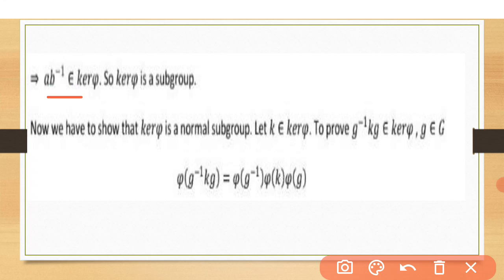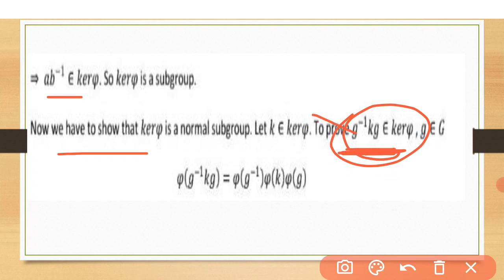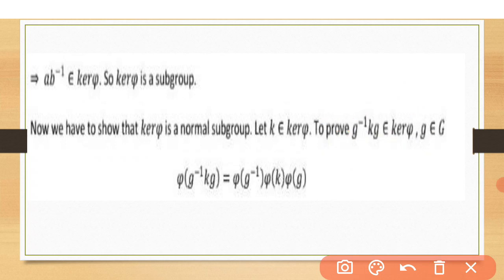because A B inverse belongs to the kernel of phi. Now we will prove that the kernel of phi is a normal subgroup. Now we have to show that the kernel of phi is a normal subgroup. For a normal subgroup, we know that this condition must hold: G is from G, G inverse is from G, and K is from the kernel of phi. If G inverse K G belongs to the kernel of phi, then it will be a normal subgroup.